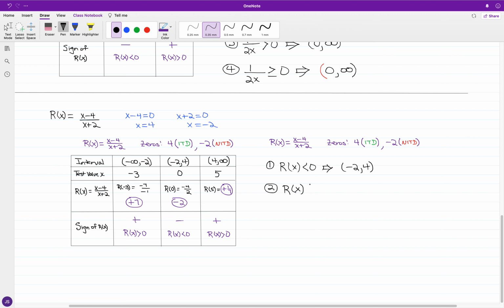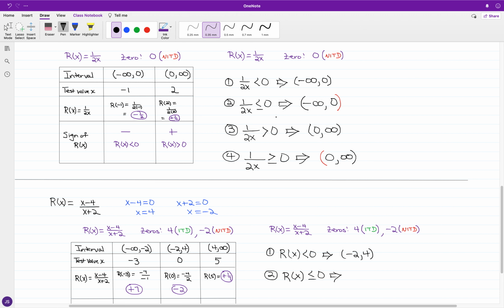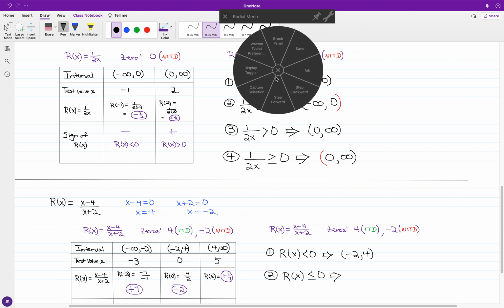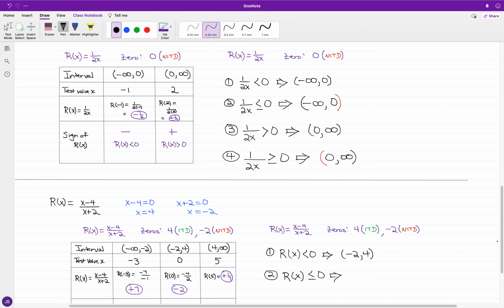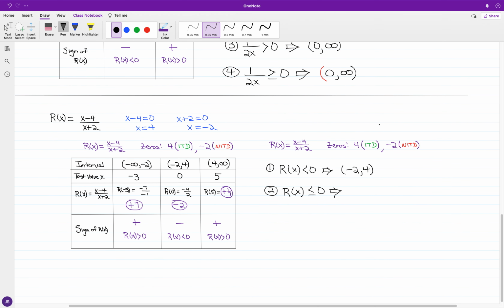Now for r of x is less than or equal to 0. Again, the equal sign indicates we could have a bracket, but just like in the earlier case, the only 0 we had was not in the domain of the function, so no bracket at all. We have the same direction as less than 0. And for the enclosure, now 4 is in the domain and -2 is not in the domain, so we are going to have a bracket thanks to 4 being in the domain.